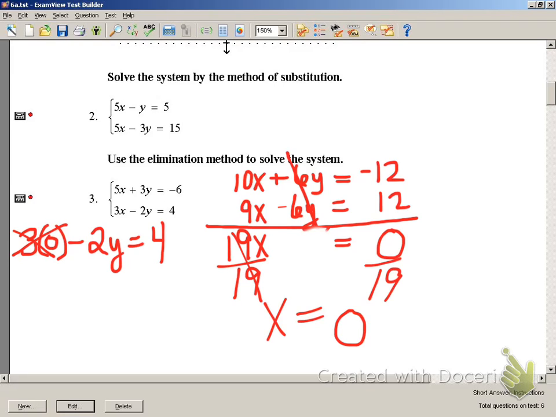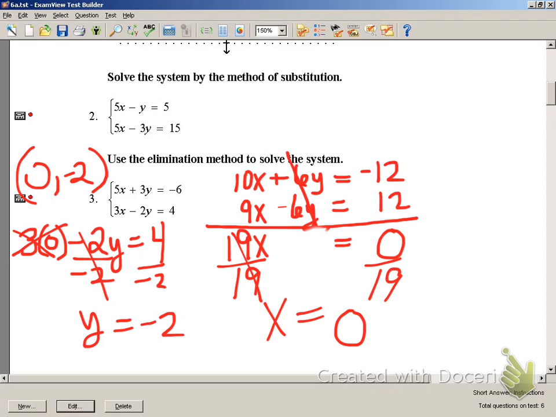3 times 0 is 0. So I'm left with negative 2y equals 4. To solve for y, I will divide, so y equals negative 2. Once again, my solution is always an ordered pair, so it's 0, negative 2 is my solution. Moving to number 4.